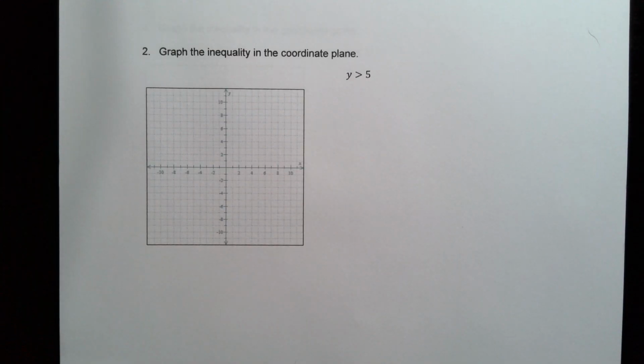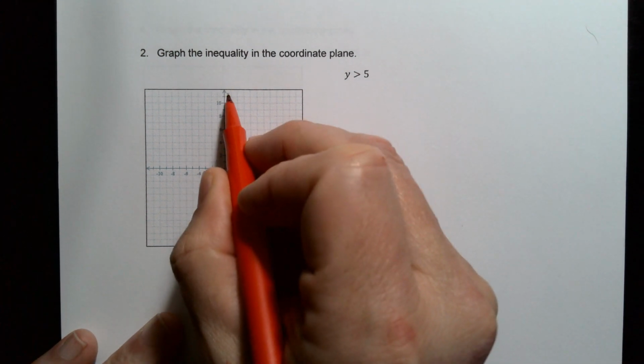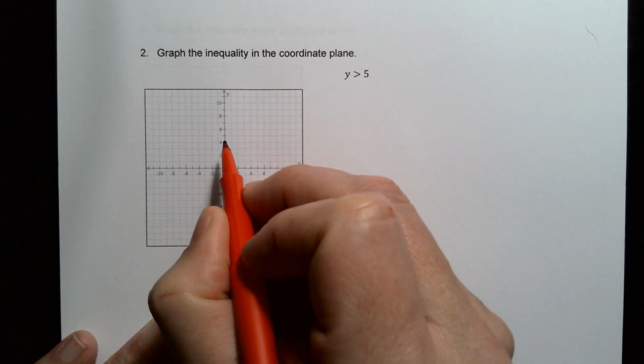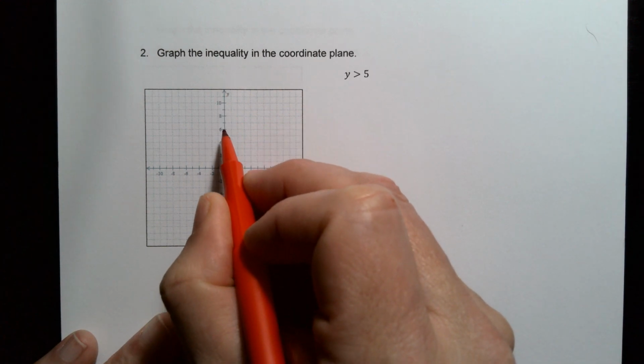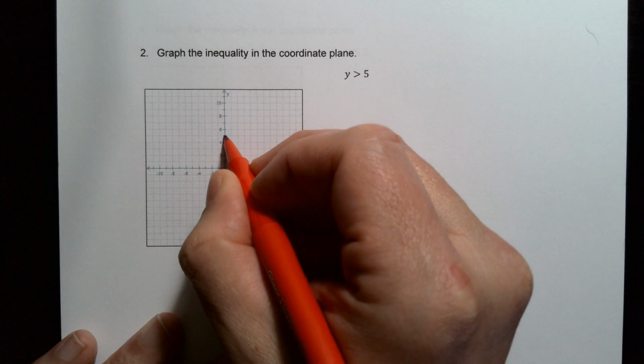Graph the inequality in the coordinate plane. In this one we have y is greater than 5. Okay, so this is going to be a horizontal line. If we go up here to the y-axis, this is the y-axis going up and down, and we find 5, between 4 and 6, put a little dot.